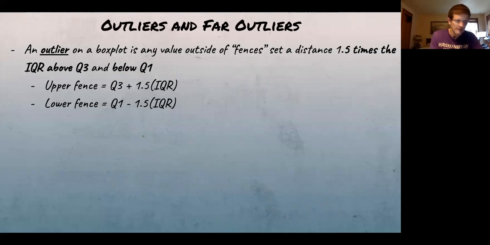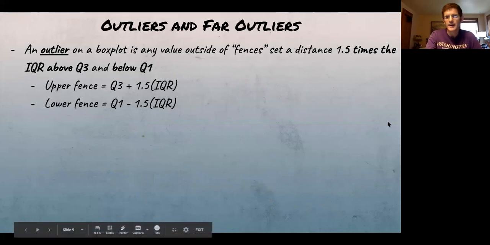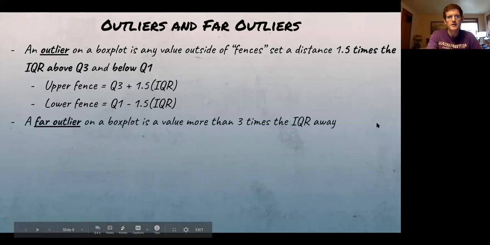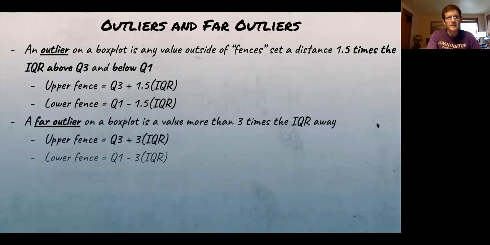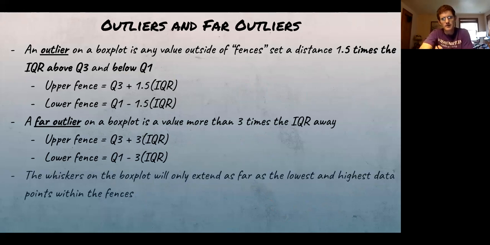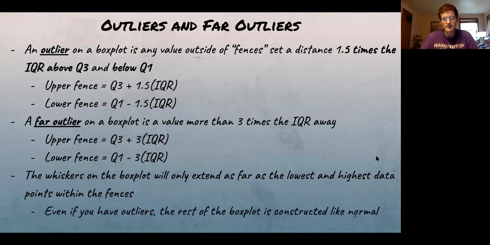We also have far outliers, which is 3 times. This doesn't come up very often, but it's important to know that you have extreme outliers. Whiskers on the box plot will only extend as far as the lowest and highest data points within the fences. So if you have an outlier, don't automatically stretch the whisker out to the fence. It doesn't go that far. It only goes as far as whatever the data point is. Hopefully that all makes sense.